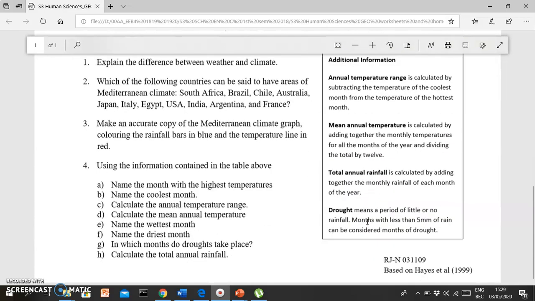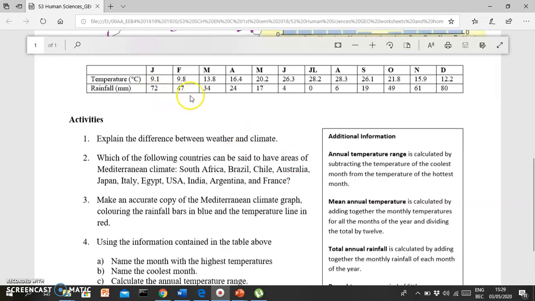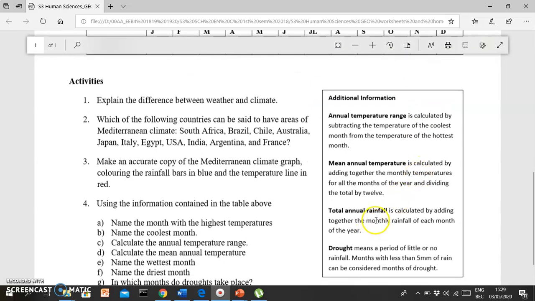Now, how about the total annual rainfall? As you can see, annual means yearly. That's simple. You calculate that by adding together all the figures here. Add them all up, and then you have the total yearly rainfall.